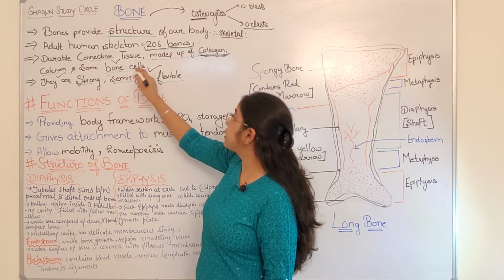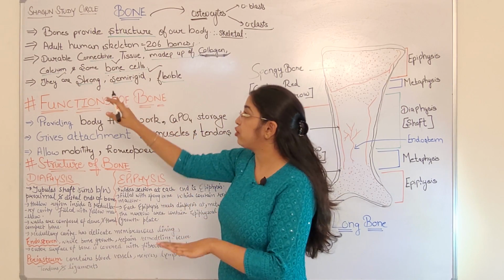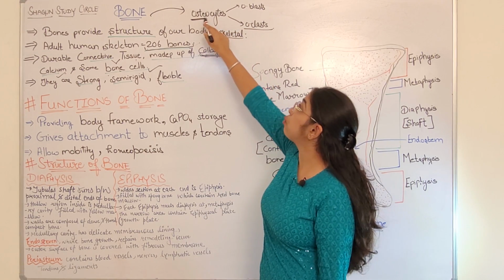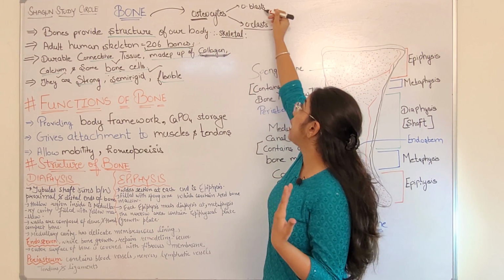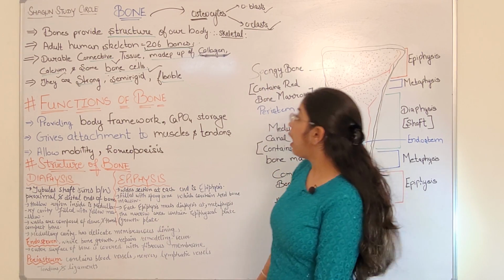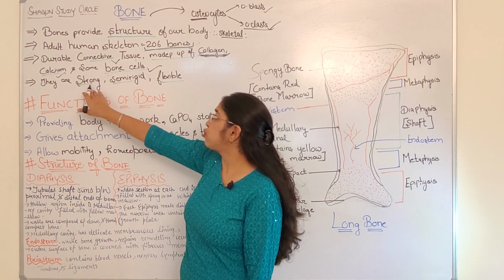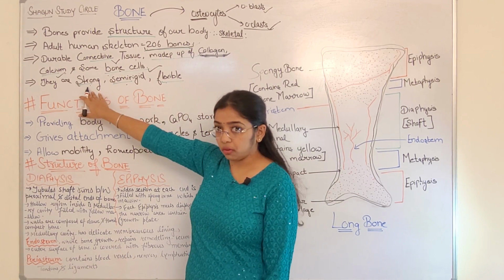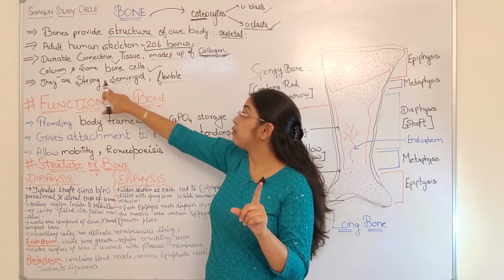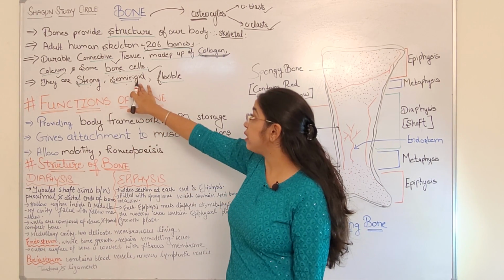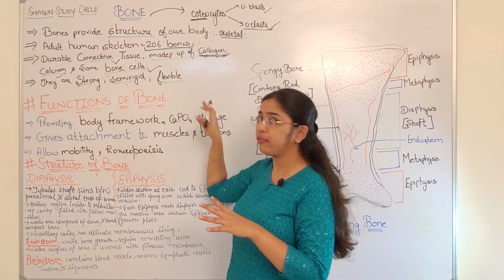And some bone cells: other than collagen and calcium, many other types of bone cells are present. Many other types of osteocytes are present. It can be osteoblast or it can be osteoclast. After that, bones are strong, semi-rigid and flexible. They are strong due to the presence of calcium.